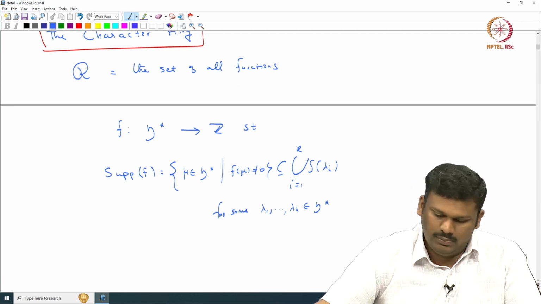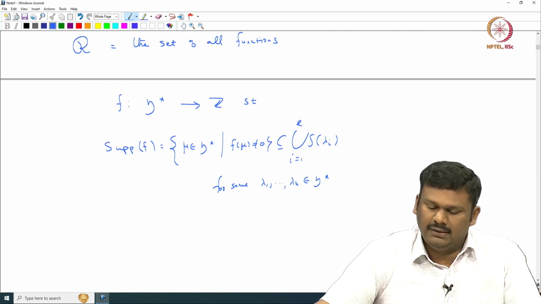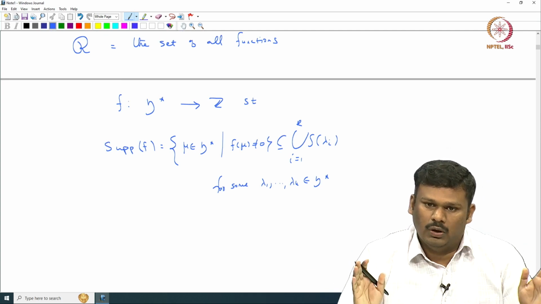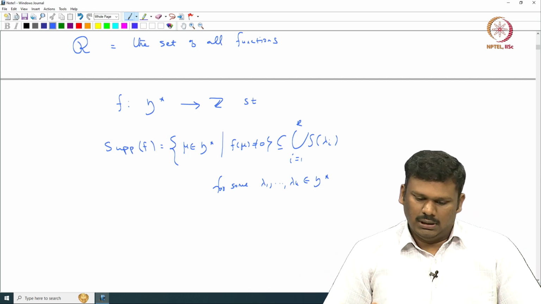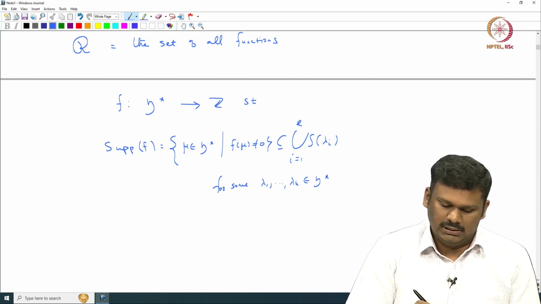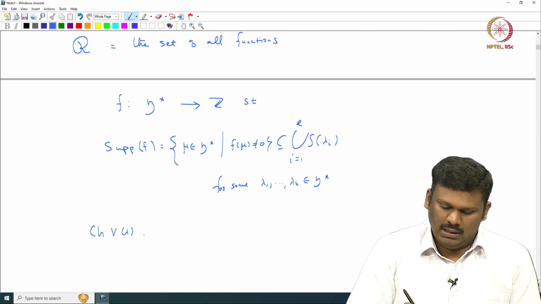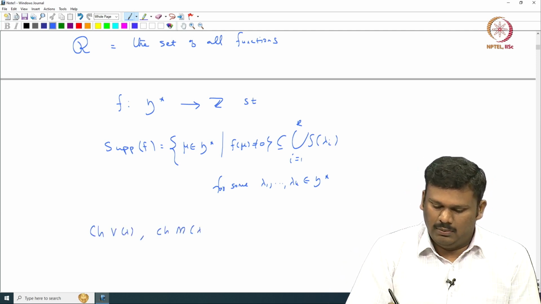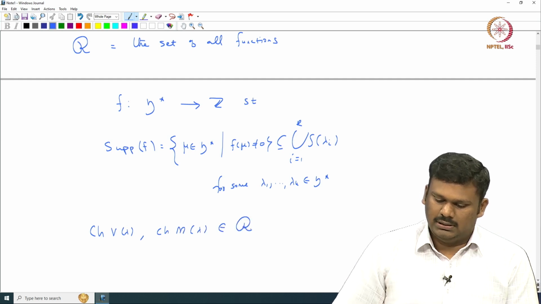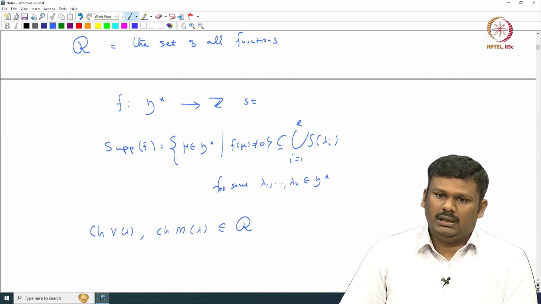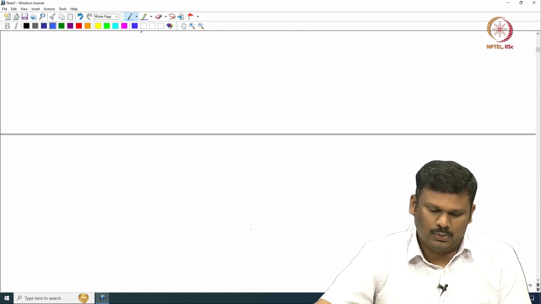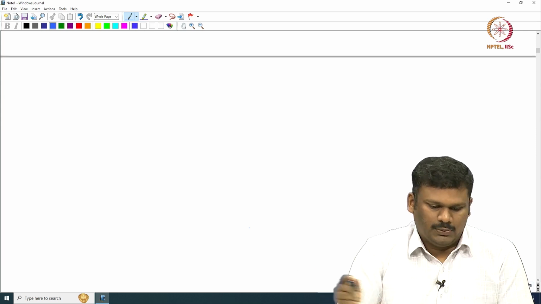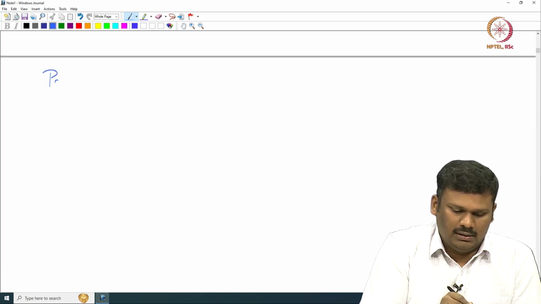So, you take all possible functions whose support is contained in finitely many cones bounded above by these lambda 1 etc. lambda k. Now it is easy to see that the character of V of lambda and the character of the Verma module both lie in this ring. And in particular we can conclude that any finite sum will be there. Okay, let us make a proposition. This proposition tells that it is indeed a ring.